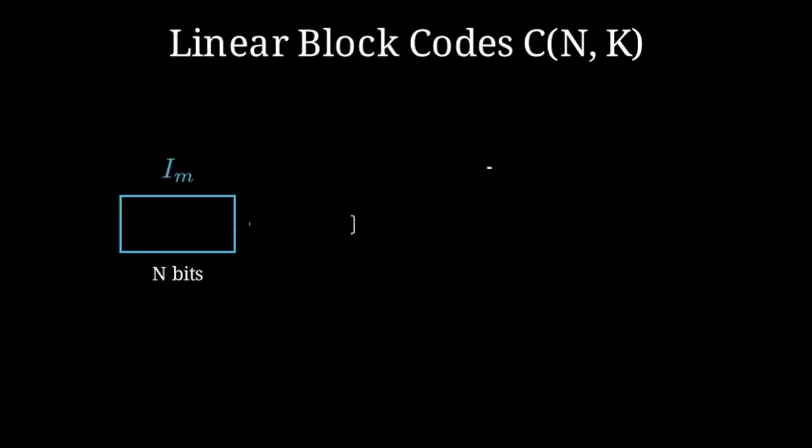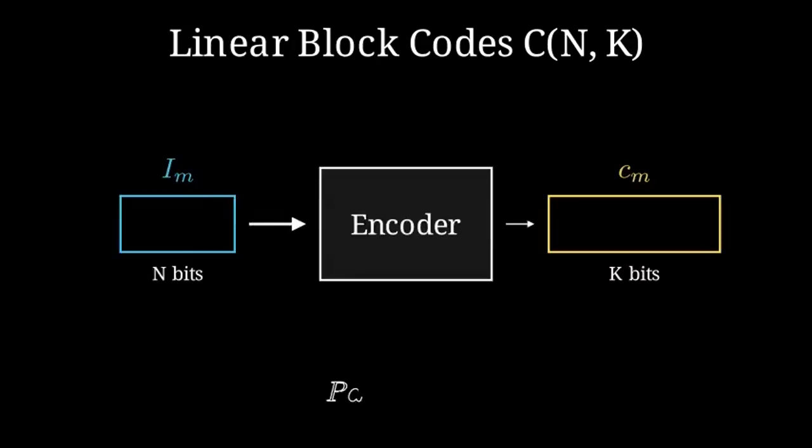Let's look closer at linear block codes. We take a block of n information bits and add m bits of redundancy to create a code word of length k. We call this a CNK code. The code rate, R, is the ratio of information bits to the total code word length. The higher the rate, the more efficient the code, but the less room it has to correct errors.